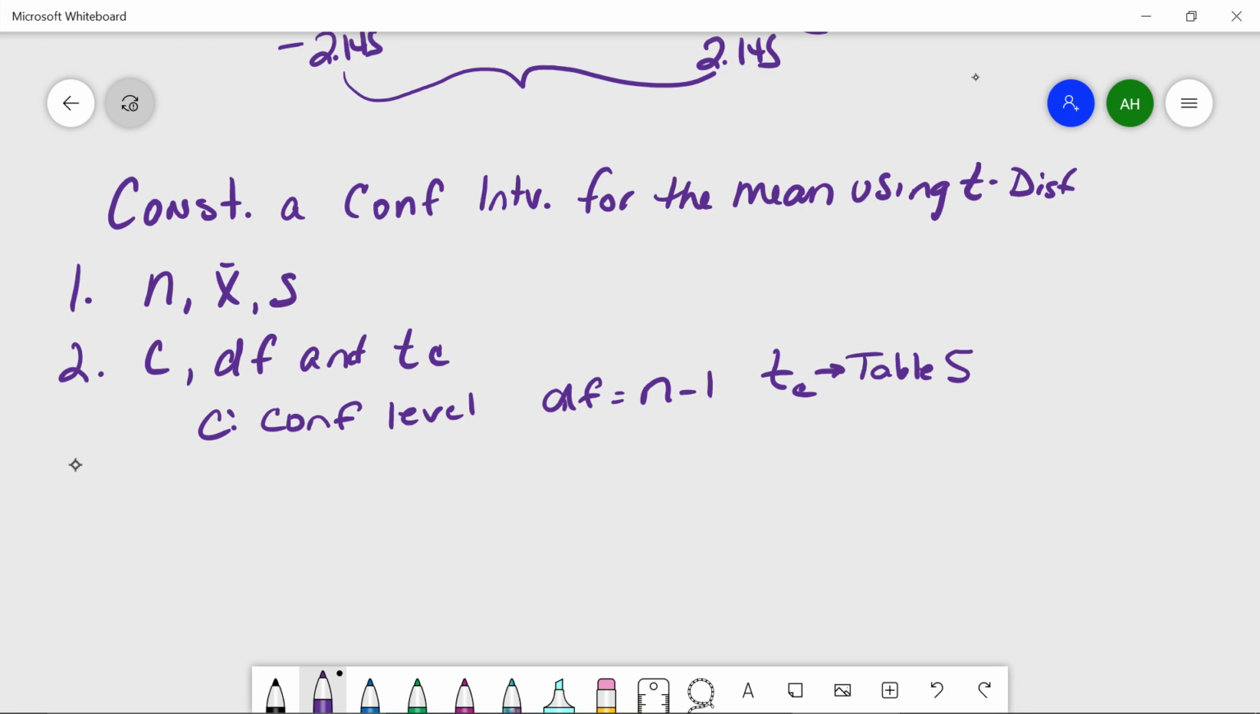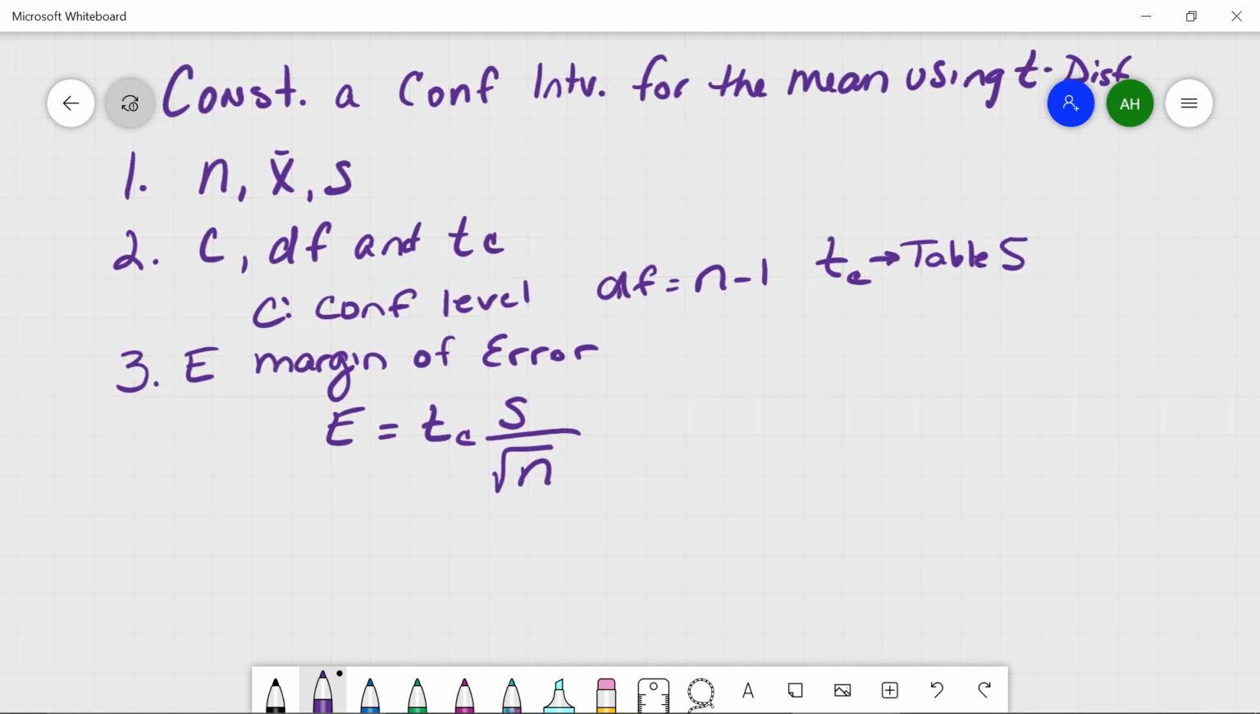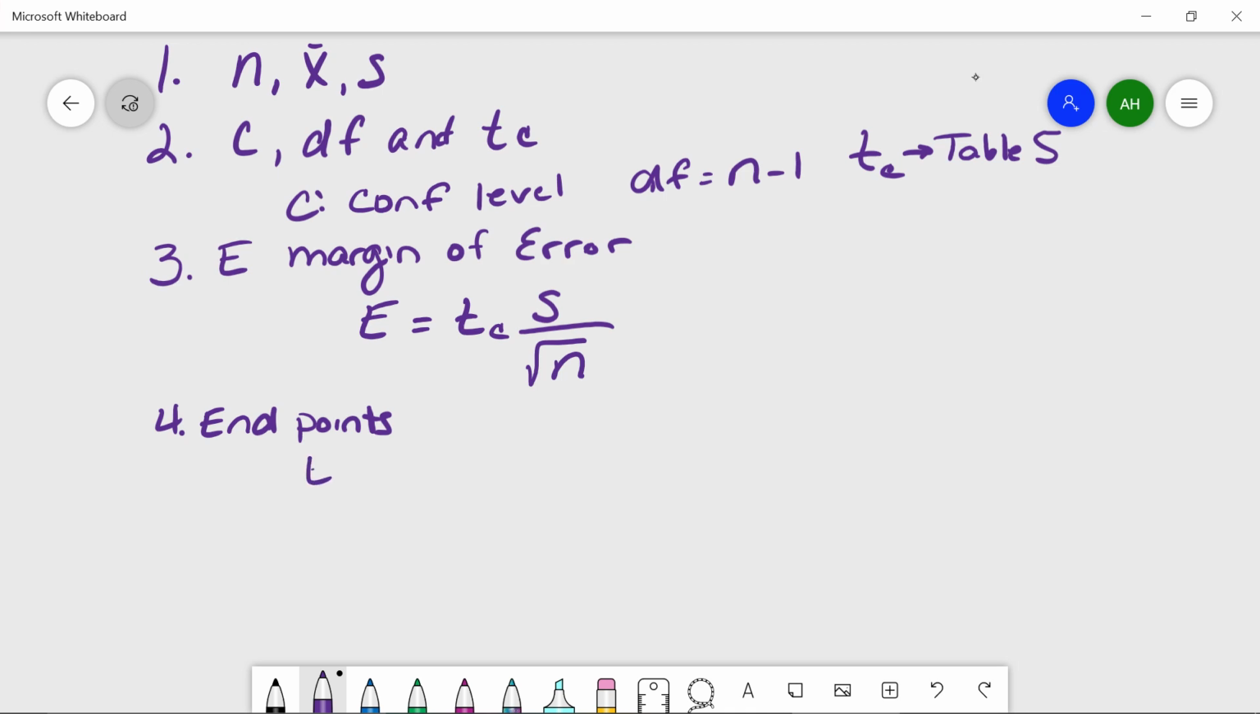After that, we want to find E, the margin of error. Remember we have our equation when we're looking for E. This time we're going to use the critical value of t times my sample standard deviation divided by the square root of my sample size. Then we're going to find our endpoints. With the endpoints, I'm going to add and subtract that margin of error. The left is going to be my sample mean minus the margin of error. My right is going to be my sample mean plus my margin of error.